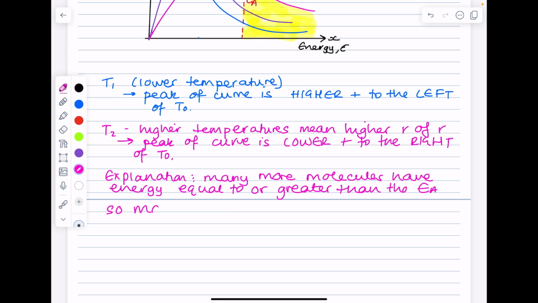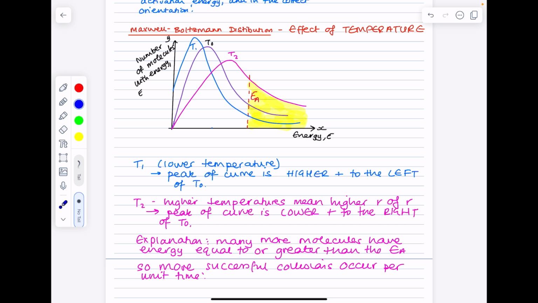So more successful collisions occur per unit time. So just be prepared to draw these graphs.